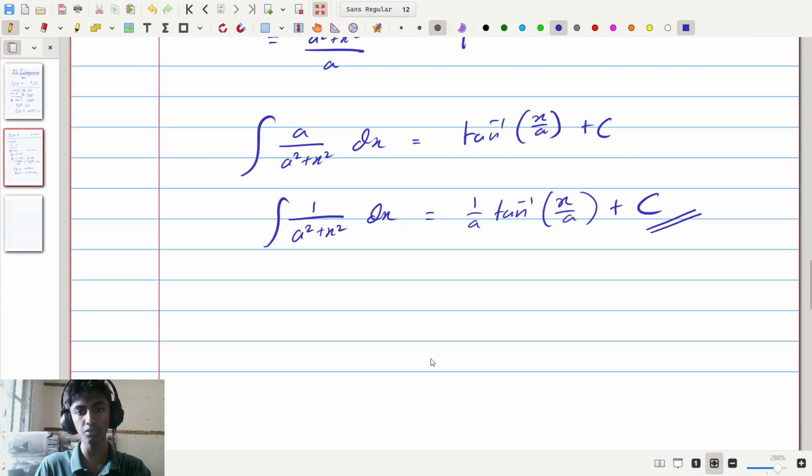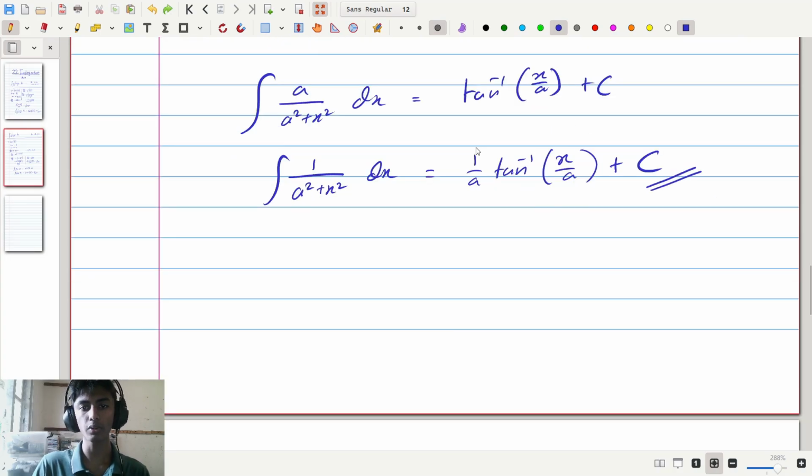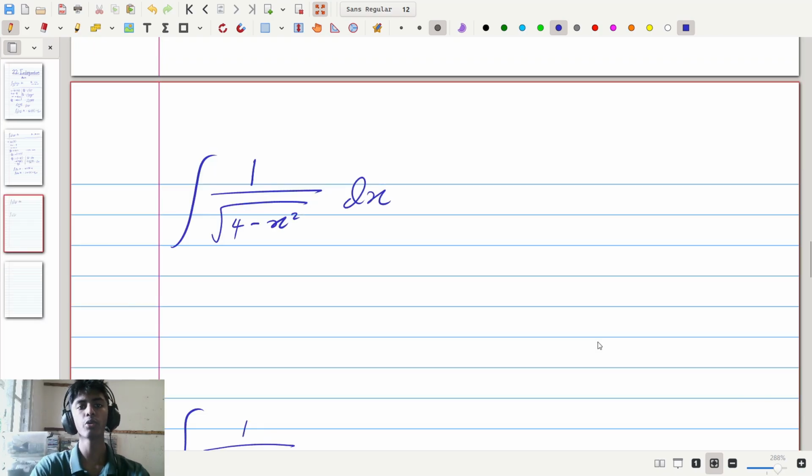If a is equal to 0, we can see within this thing and within this thing we have divided by zeros, which we want to avoid. So then, avoiding those cases, the integral of 1 divided by a squared plus x squared with respect to x is equal to 1 divided by a times the tan inverse of x divided by a plus c. Let's look at some quick examples of applications of these before we move forward.